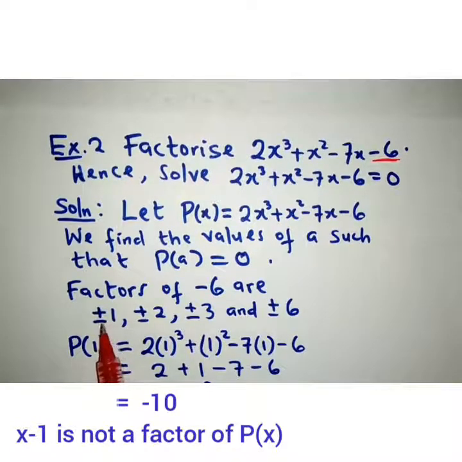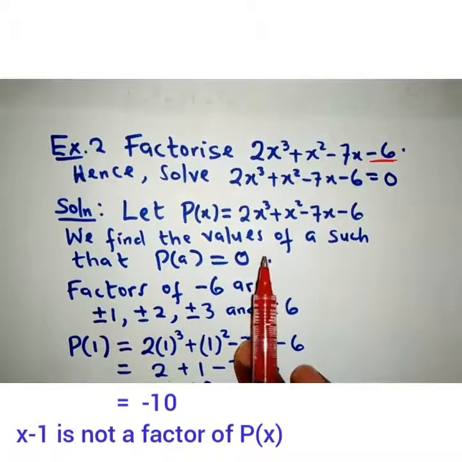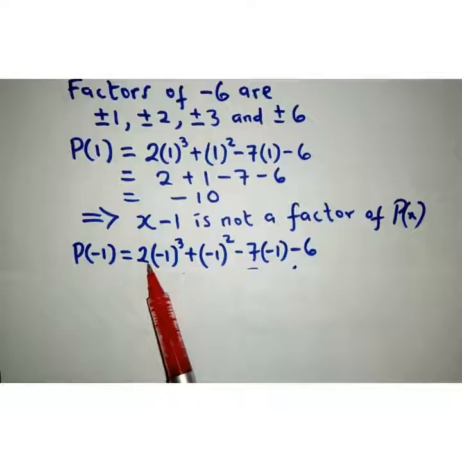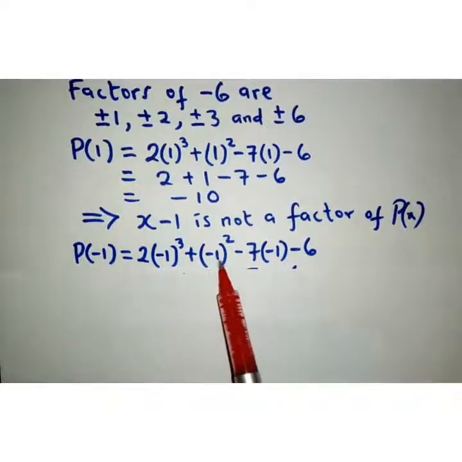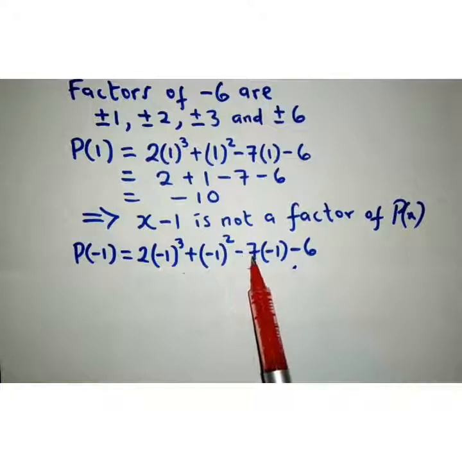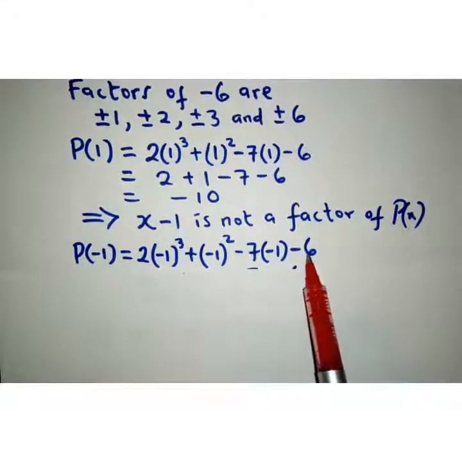And so we check the second factor, which is minus 1. So we find p of minus 1 equals 2 times minus 1 cubed plus minus 1 squared minus 7 times minus 1 minus 6.